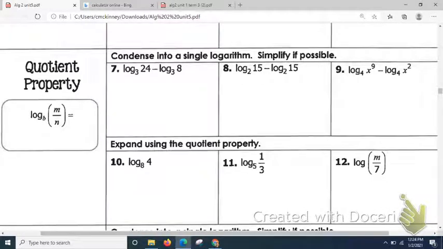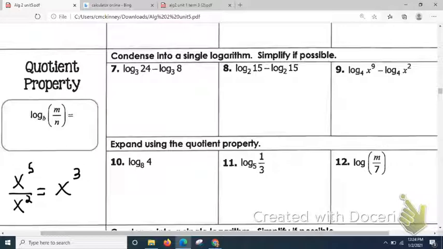It may seem reasonable, then, that the quotient property, and quotient means division, right? If multiplication goes with addition, quotient goes with subtraction. If you look at 7, 8, and 9, you see a bunch of subtractions. As a reminder of the connection to exponents, if I had x to the 5th over x to the 2nd, I would subtract to get x to the 3rd. So a connection you already know: division goes with subtraction.